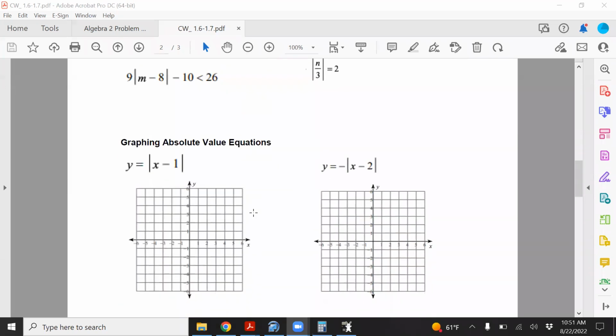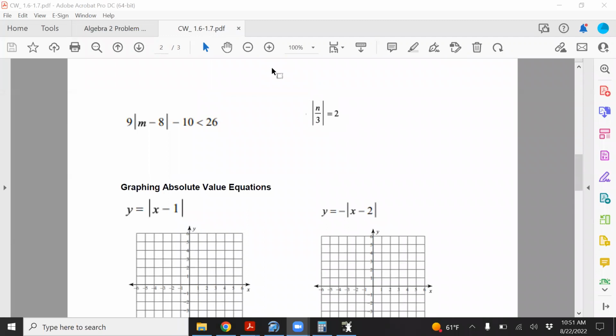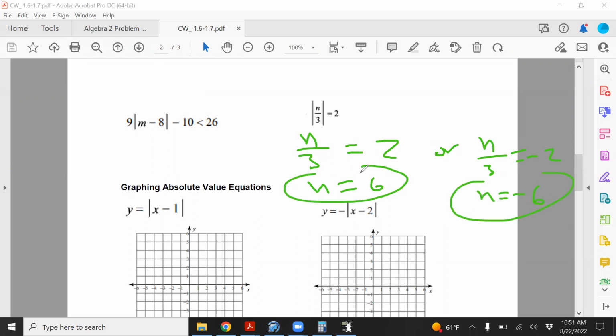Okay, one last one. They'll talk about graphs. Here, n over 3 equals 2, or n over 3 equals what? Negative 2. So n is 6 or negative 6. So again, you get 2 answers. That's kind of an easier one. And why could I do that? Because n over 3 is 2 away from 0 on a number line, right?